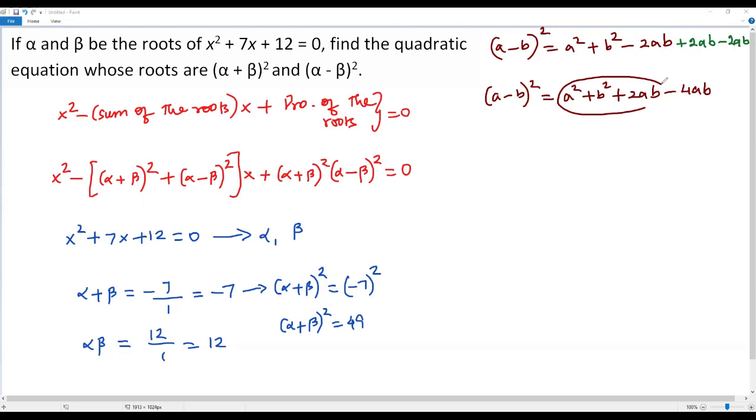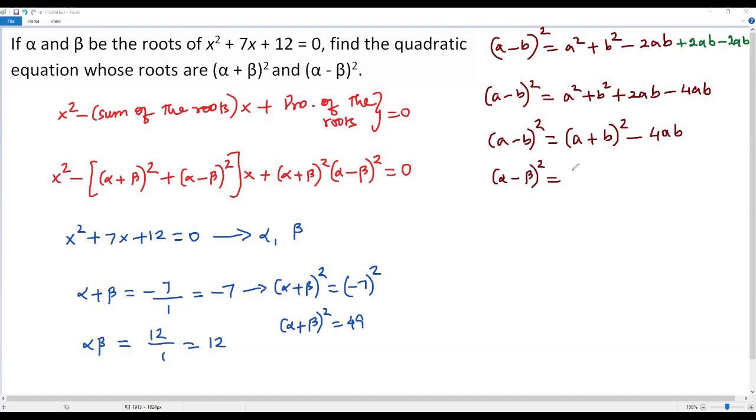Actually, a² + b² + 2ab is the square of a binomial, (a + b)². Let me write it. We get (a - b)² on the left side, and for this trinomial a² + b² + 2ab, we can write the square of the binomial, that is (a + b)². Then we can write this stuff as it is, that is -4ab. Okay, now we can replace a by alpha and b by beta. Then we get (alpha - beta)². The same thing we have to do on the right side, that is (alpha + beta)² - 4 alpha beta.